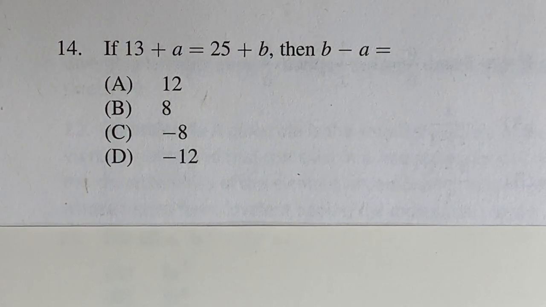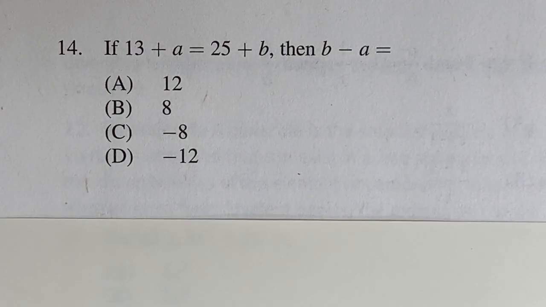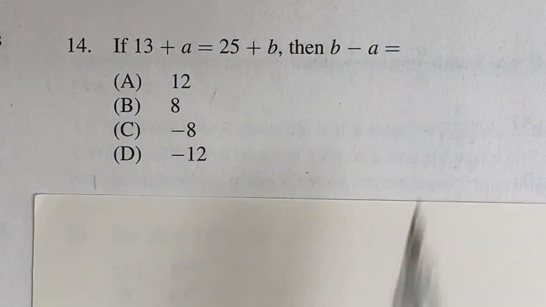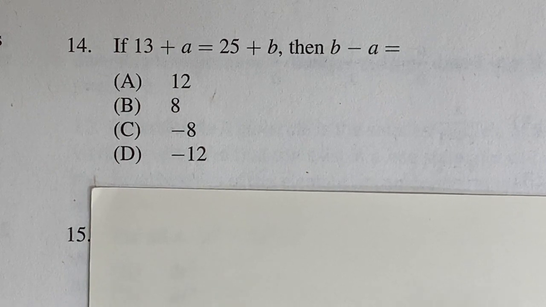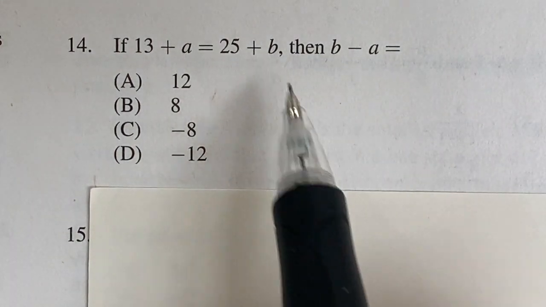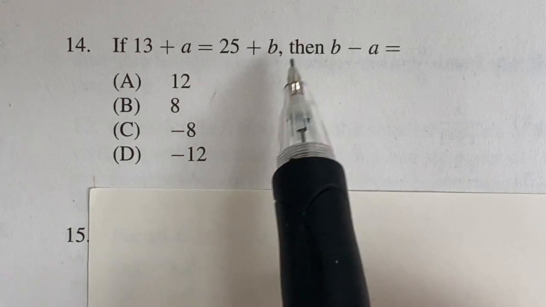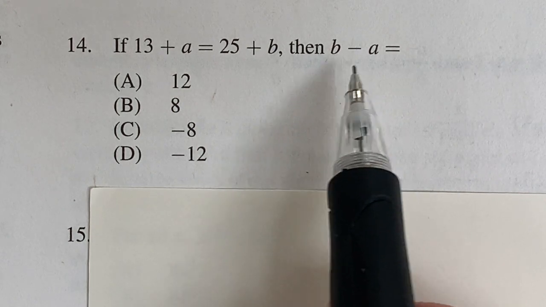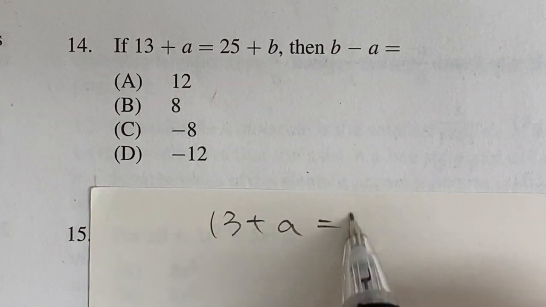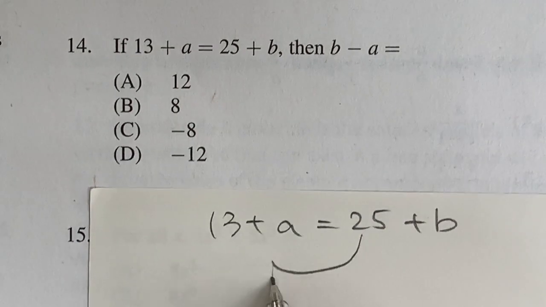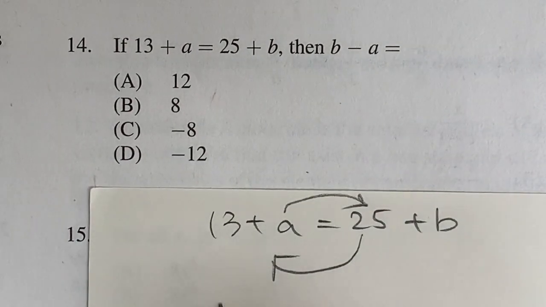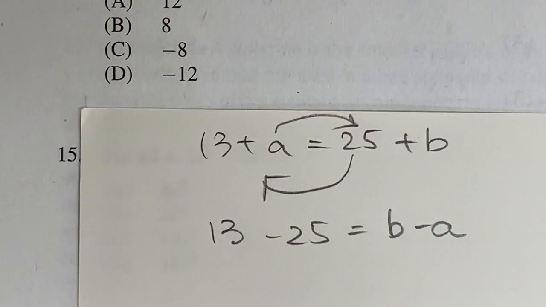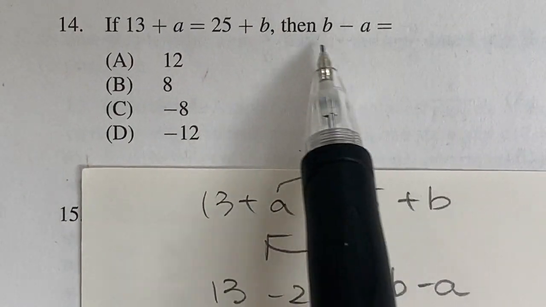Number 14, this is a very common question on the ASVAB test. When they give you one equation and they ask you to find another, so b minus a, that's the question they're asking. In order to do this, you don't have to solve for a or solve for b. All you need to do is move some terms to the left or right until you get what you're asking. So in this case, I am just going to move the 25 to the other side and then the a to the right. So then I'm going to have 13 minus 25 equals b minus a. So b minus a is what they're asking right here.